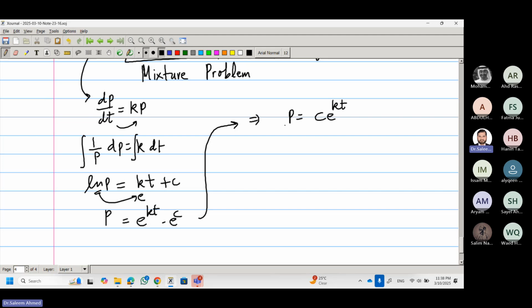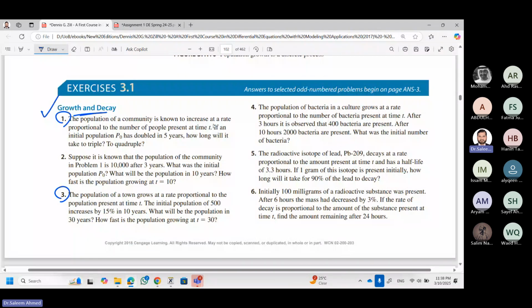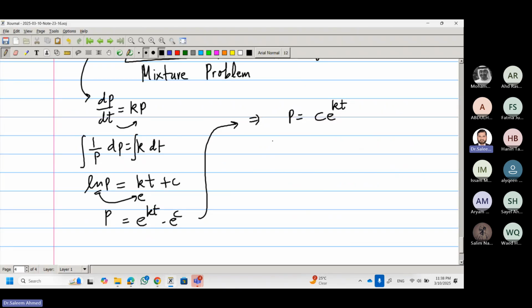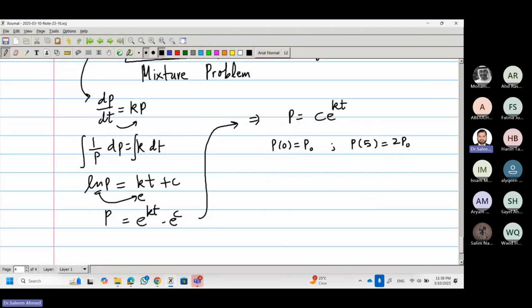This is the solution. Then in your problem, an initial condition is hidden. For example, here they said, if an initial population P naught has doubled in 5 years. So see, two conditions are given here. When time was 0, your population was P naught. And the population becomes double of P naught in just 5 years. So the population after 5 years has doubled.